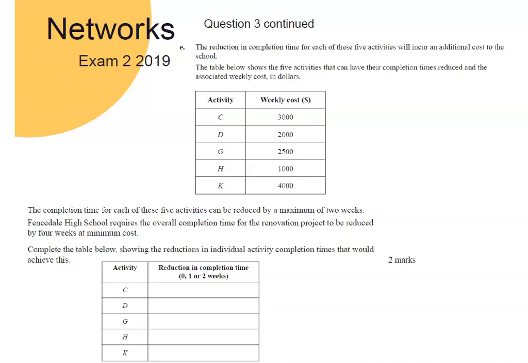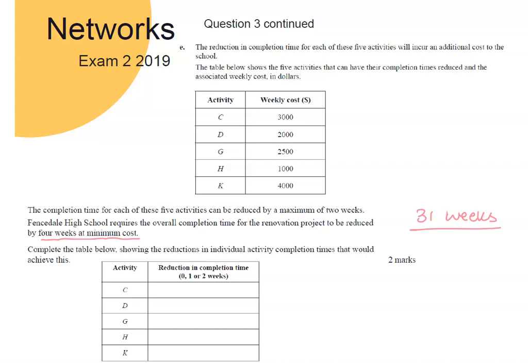That still holds. And now this high school wants to reduce the overall completion time by 4 weeks at the minimum cost. Okay, so we need to achieve a new time of 31 weeks and meet the cheapest way of doing it, the most cost effective. Okay, and giving our final answer there.